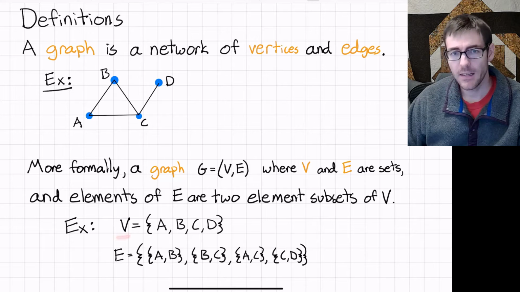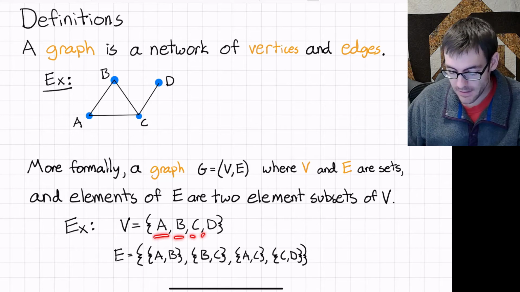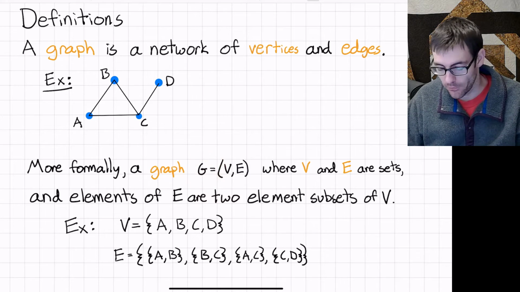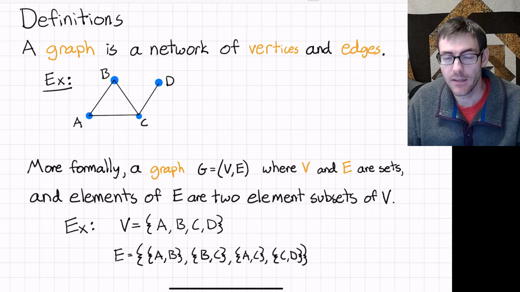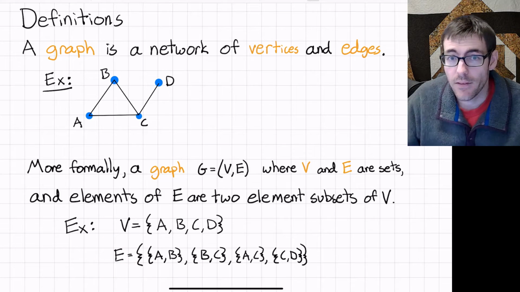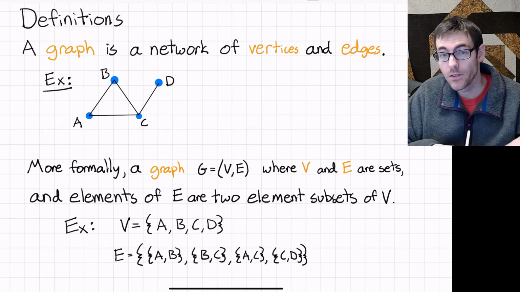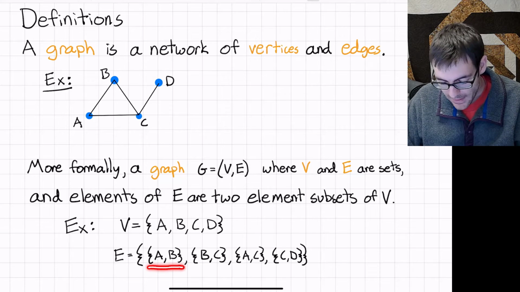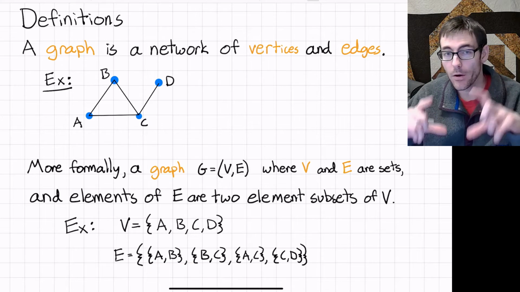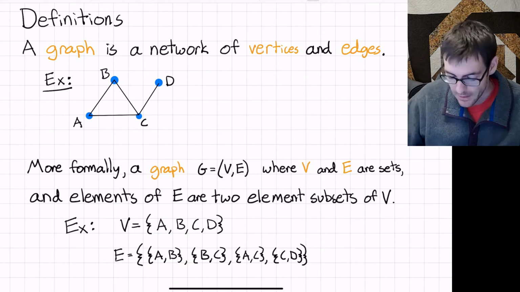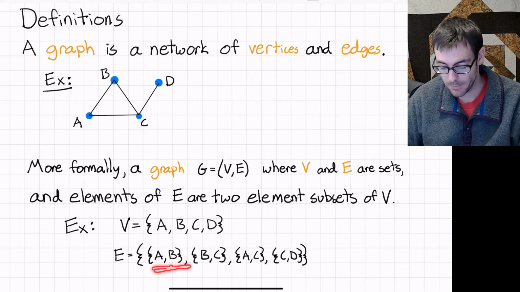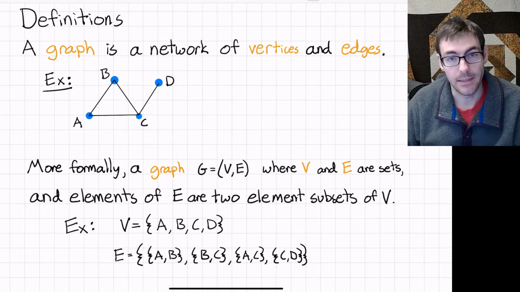Here's an example. Let's say that V is the four-element set {A, B, C, D}. Now, in order for G to be a graph, in order for the ordered pair (V, E) to represent a graph, it better be the case that the elements of E are themselves sets, more specifically two-element subsets of V. So everything in E better look like a set that contains two elements, each of which comes from V. So that's the case here. We have {A, B}, {B, C}, {A, C}, {C, D}.